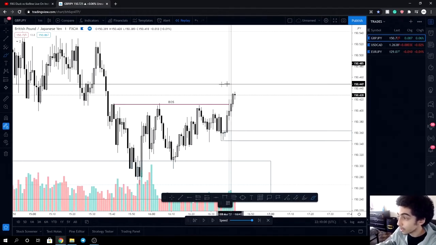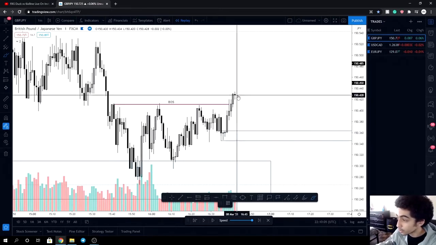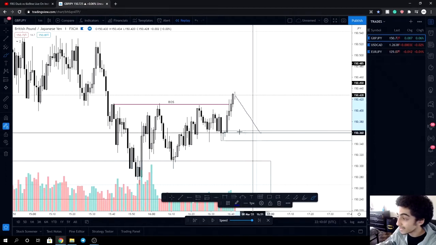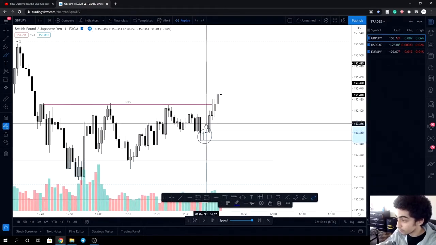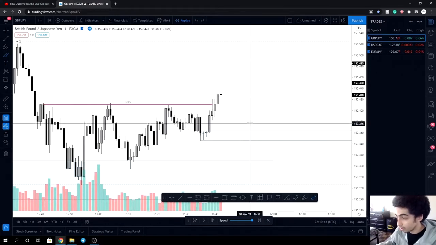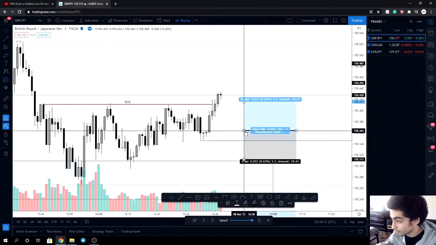We broke structure, and we're going to be creating new highs. Now that we broke this level, like I said before, once we break structure, we want to look for that retest inside of that original move that broke structure. So this is the original move that broke structure. We have our last bearish candle. So our entry would have been just the open right over here.